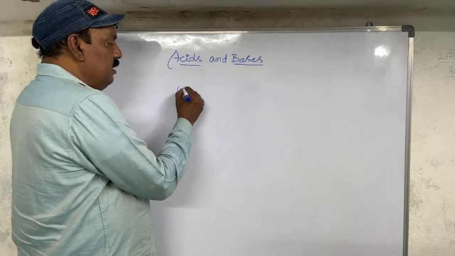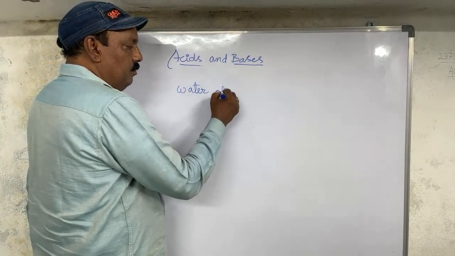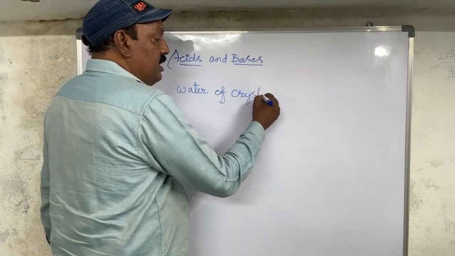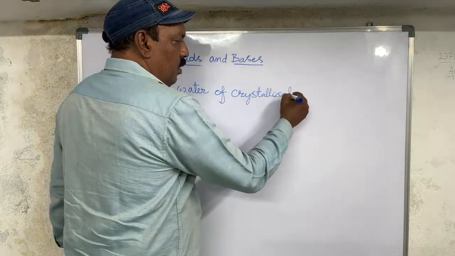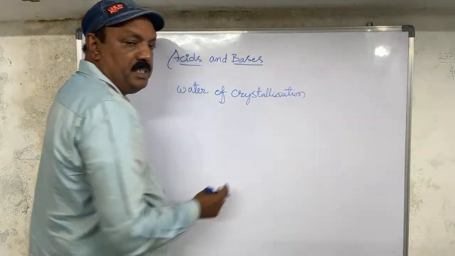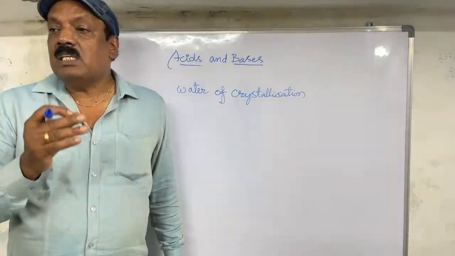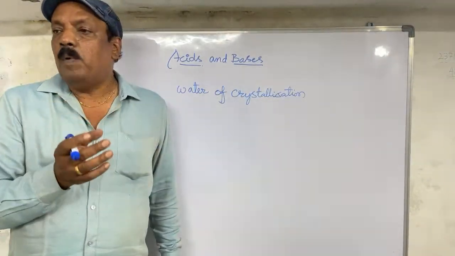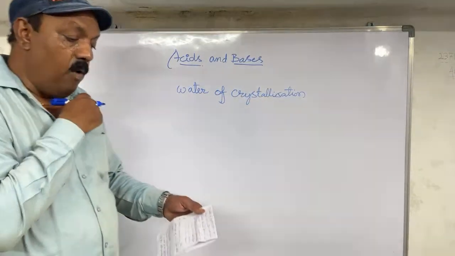Next one in this lesson is water of crystallization. What is actually meant by water of crystallization? A compound which has a certain number of water molecules. Any compound which has a certain number of water molecules is called water of crystallization.